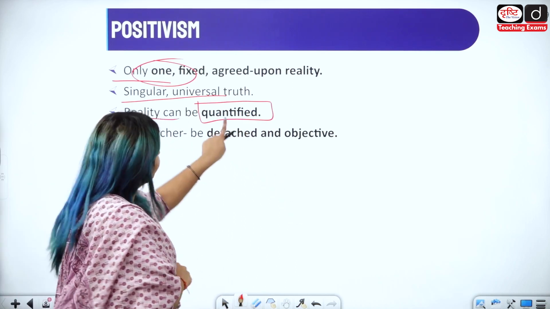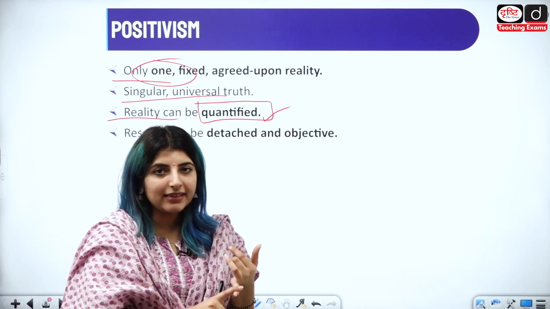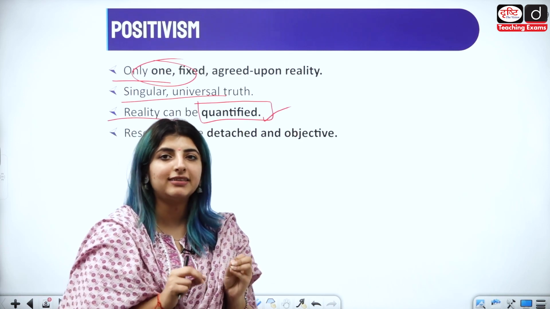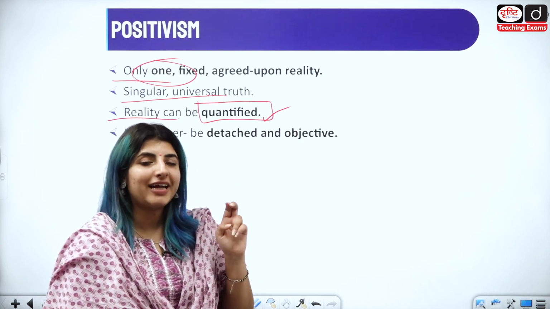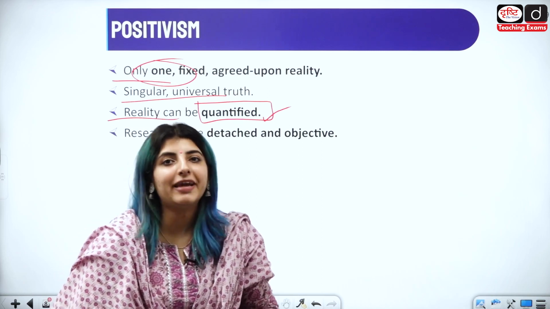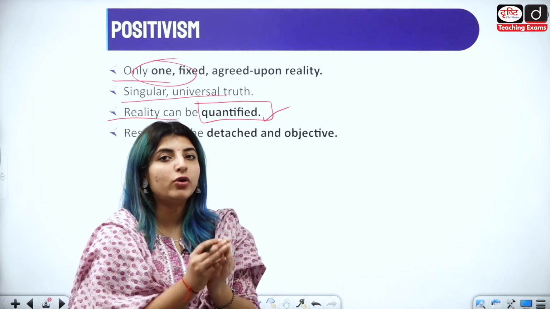Why? Because you're observing things, you're collecting facts. If you're observing and collecting facts, and jotting certain things down in the form of stats, that would be classified as being quantifiable, right? Quantify, numerical terms mein aap usko gin pa rahe ho.